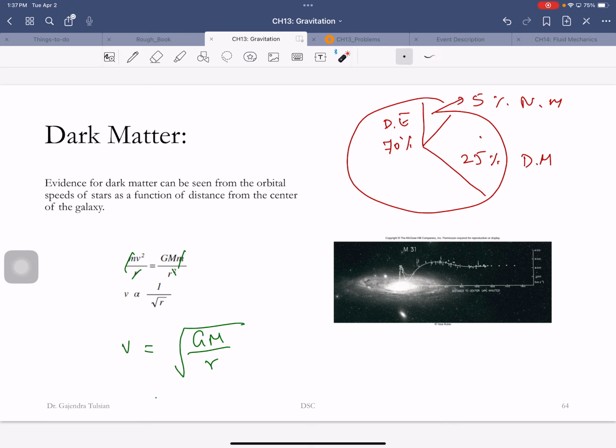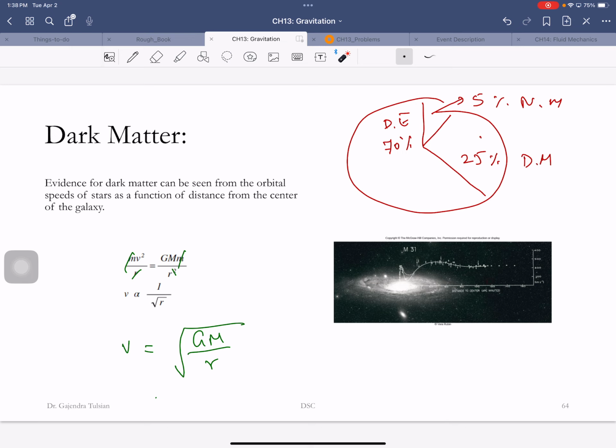Okay, so what this graph is showing you is that now you're not seeing any more stars. This mass is constant. So as you go further out, r increases, the velocity should decrease. And it is not. So there must be some unseen mass over there. Since this velocity is not decreasing, this mass keeps increasing, meaning there's some mass out there that you can't see.